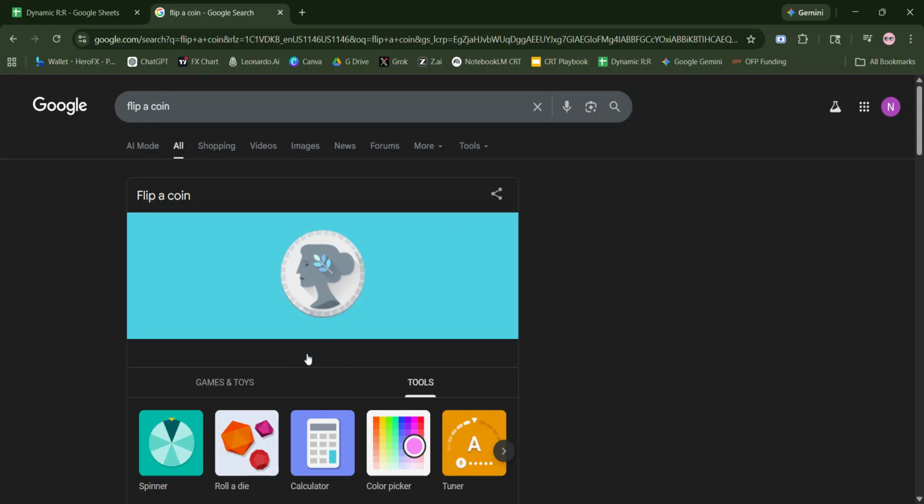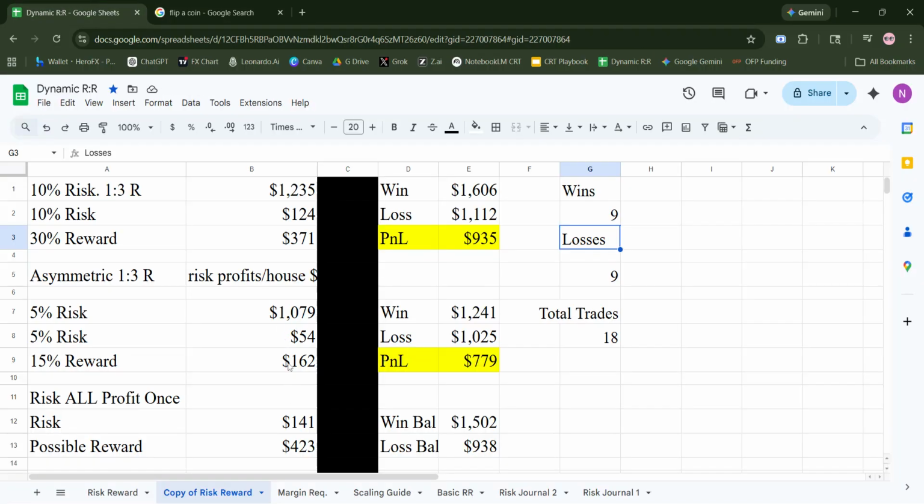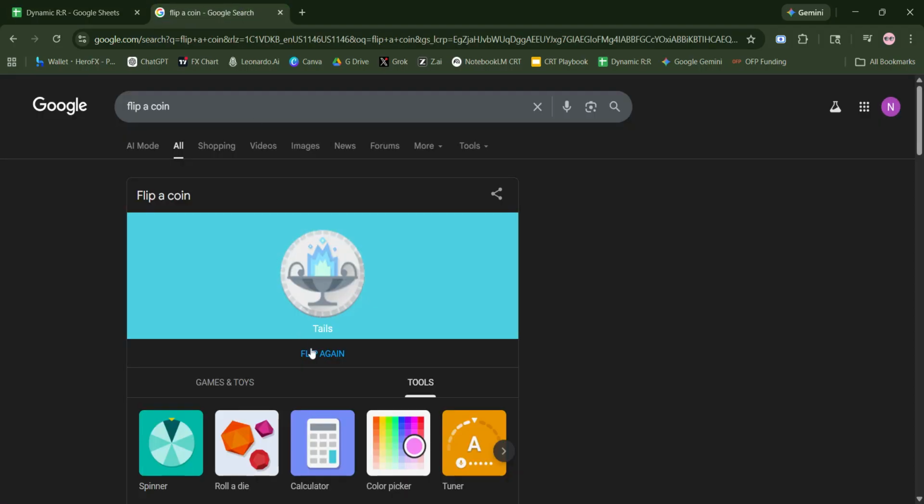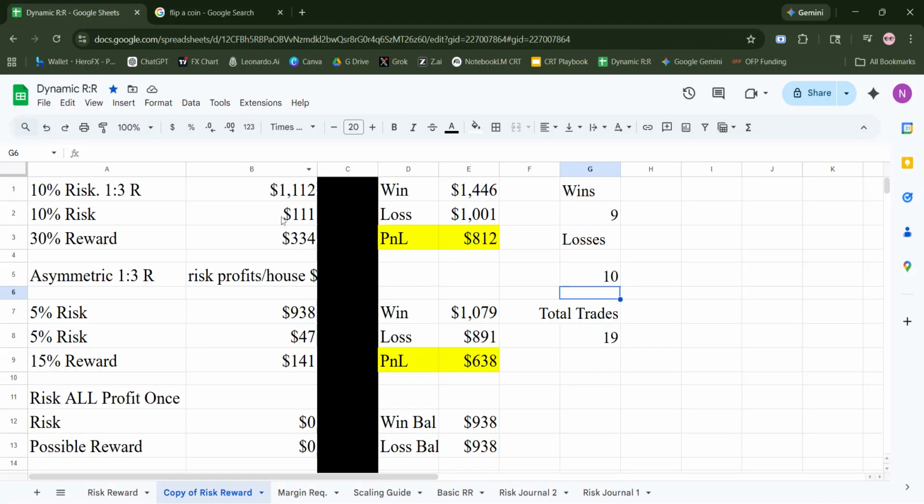Two more trades. Okay, that was a loser. 938. 1112. Last trade. If it's a winner, I'll do one more to see if it asymmetric compounds, but if it's a loss, yeah, we'll just leave it at a loss. Okay, all right, so loss. 1001 and 891.